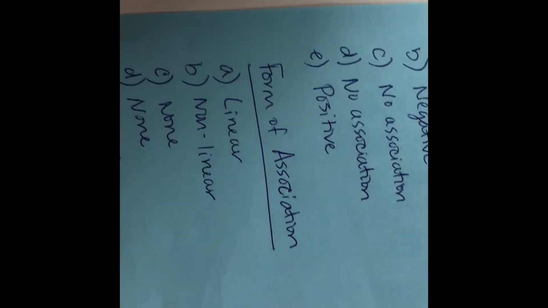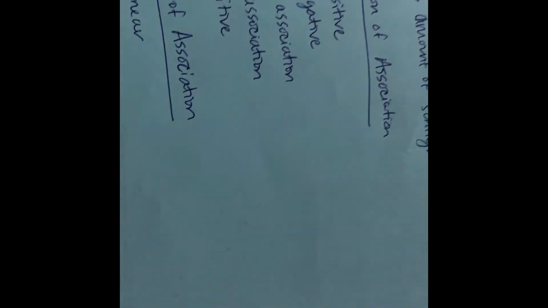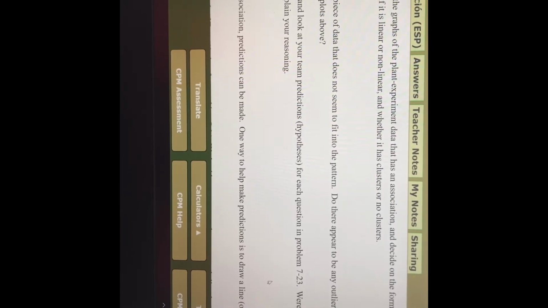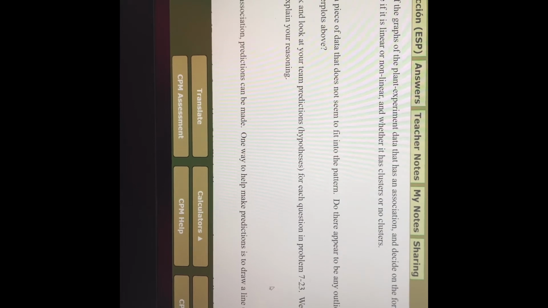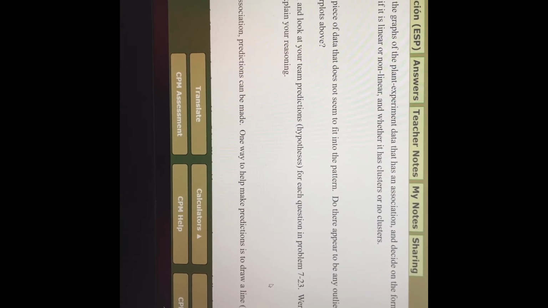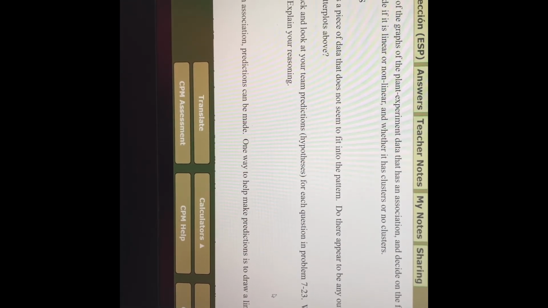Almost done, kind of. So now, we're moving on to the last part of this problem. This problem had a lot of parts to it. We're going to be looking at outliers. So an outlier is a piece of data that does not seem to fit into the pattern. Do there appear to be any outliers in any of the example scatter plots above? Oh, that wanted the example scatter plots. Let's see.